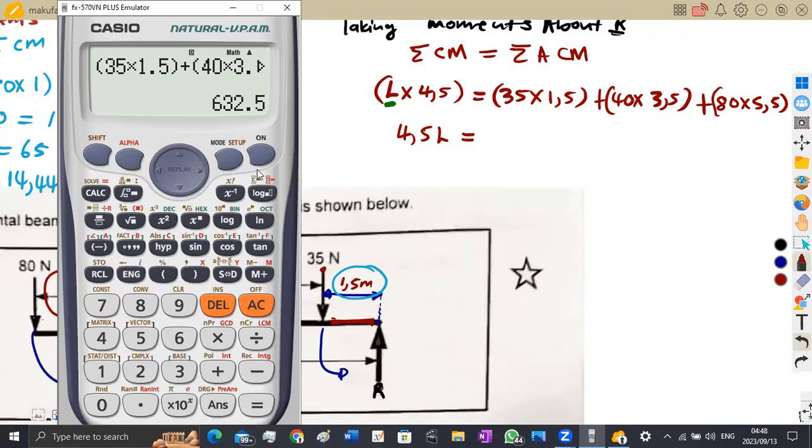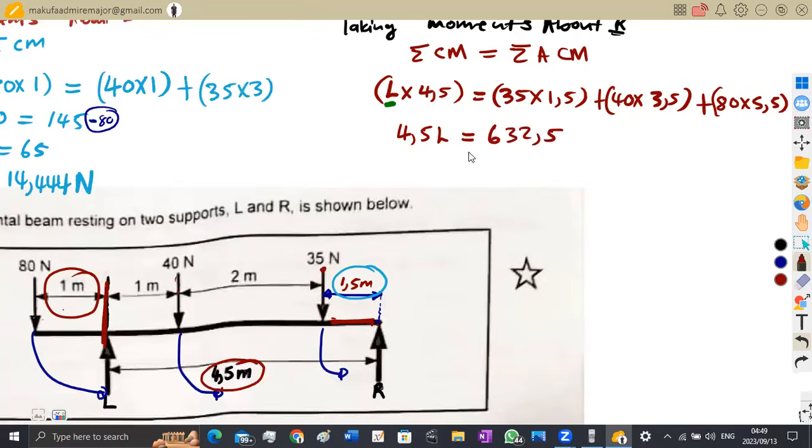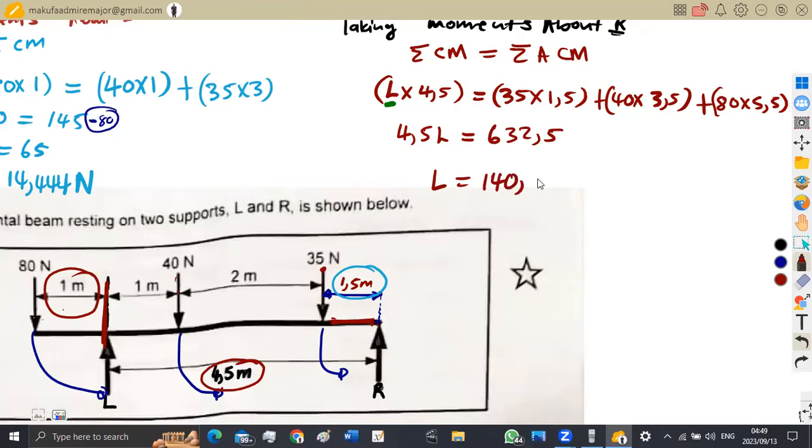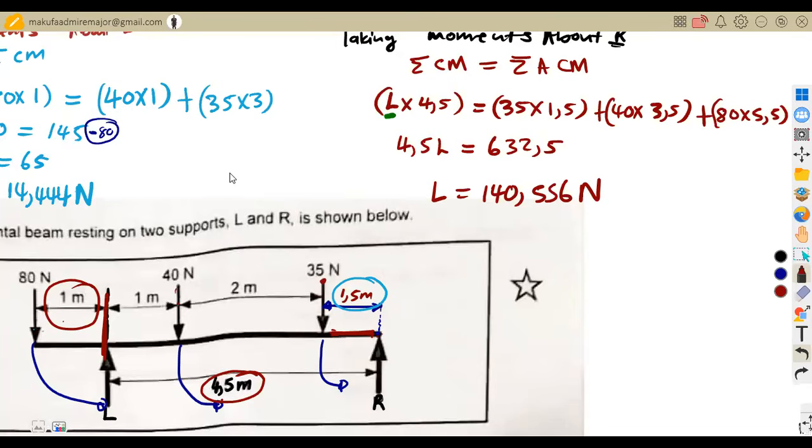All right, so this is going to give us something like 632,5. So we have got 632,5 divided by 4,5, so that we obtain the value of L. So if we divide by 4,5 in this case, this was going to give us what? 140,555 and so on, which is the 5 is going to change this one into a 6. So you're going to obtain 140,556 in Newton in this case. All right, so that is the whole idea of our question.